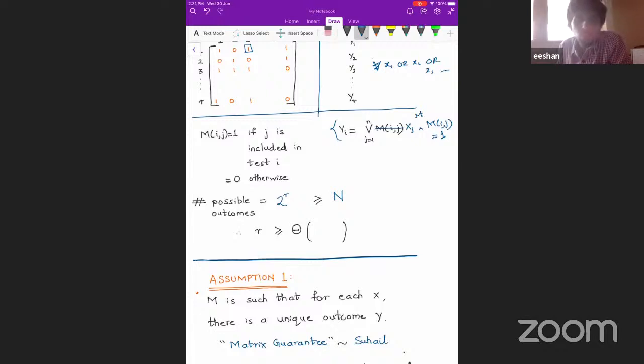Then definitely two different X's will inevitably be mapped to a particular outcome. If the total number of outcomes is not greater than or equal to the total number of input configurations, then two different input configurations will inevitably map to some outcome, and I have no way to figure out which X actually gave me this outcome. I won't be able to recover X. That's clear, right? Is it clear?